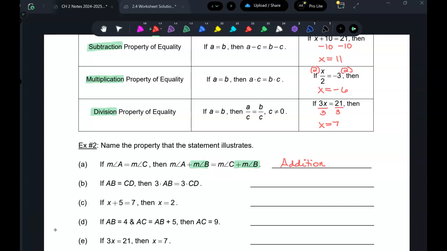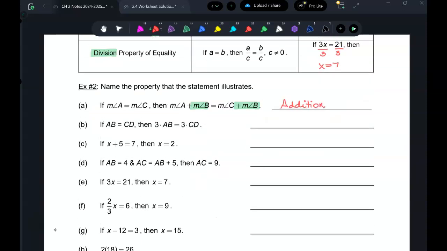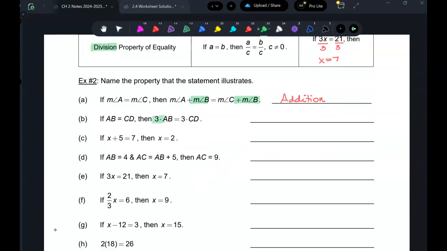To get from the next one, multiplication. What do I do from here to here? I multiplied, right? I multiplied both sides by 3, so we write multiplication.